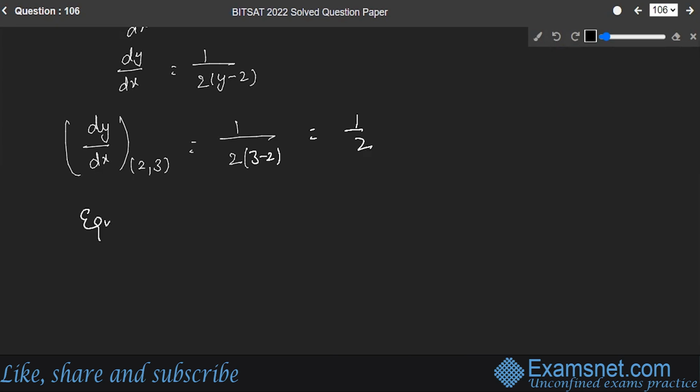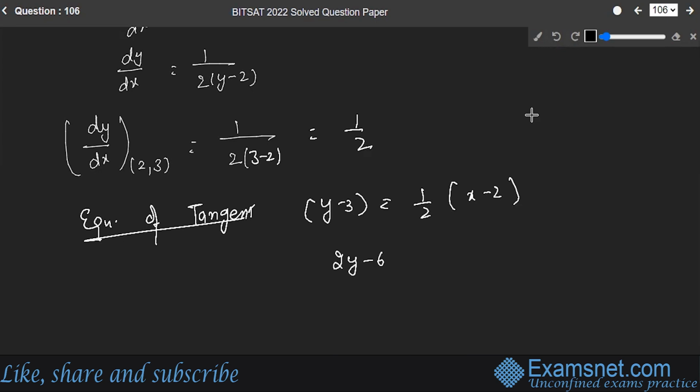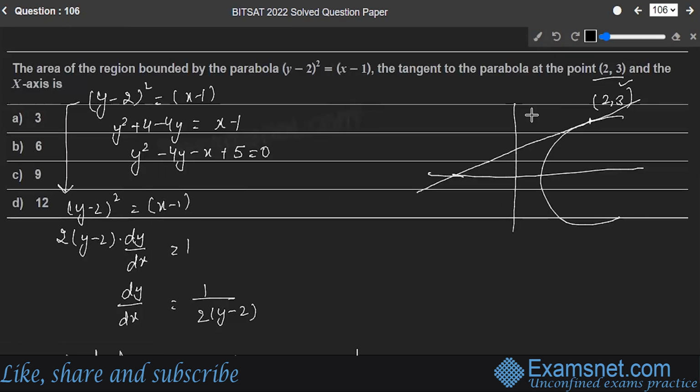Let's frame the equation of the tangent. Equation of the tangent will be given by y minus 3 is equal to 1 by 2 (x minus 2), or you have 2y minus 6 is equal to x minus 2, or you have 2y minus x minus 4 is equal to 0. This is the equation of the tangent. This one, that is x minus 2y plus 4 is equal to 0, or 2y minus x minus 4 is equal to 0, either of the way, right? You have to find out the area of this shaded region.